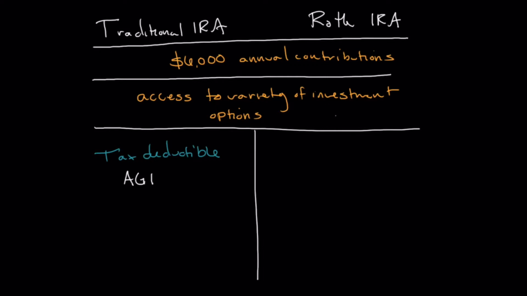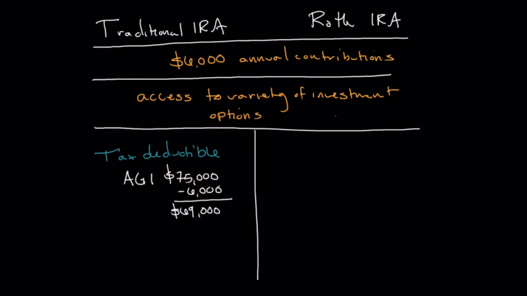So hypothetically, let's say you have an adjusted gross income of $75,000 and you contribute the maximum amount into your IRA, which is the $6,000. Well, that will reduce your adjusted gross income, or your taxable income, to $69,000. Which means now you're going to pay less in taxes at the end of the year.